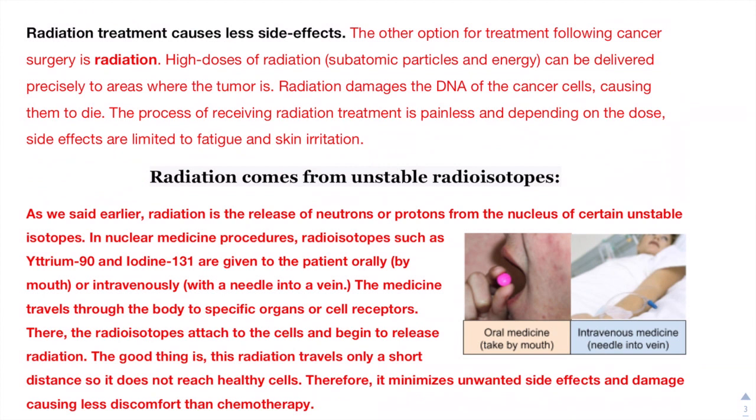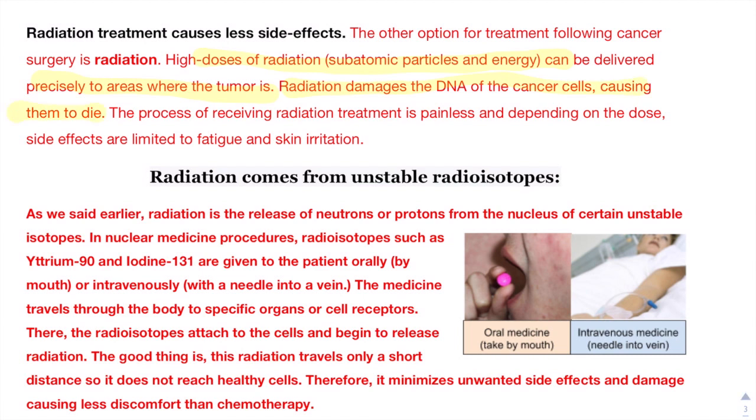Radiation treatment causes fewer side effects. The other option for treatment following cancer surgery is radiation. High doses of radiation, which is subatomic particles and energy, remember that's from the first section we read about, so you could go back and look at that again if you need to in the black typing. But high doses of radiation can be delivered precisely to areas where the tumor is. Radiation damages the DNA of the cancer cells, causing them to die.